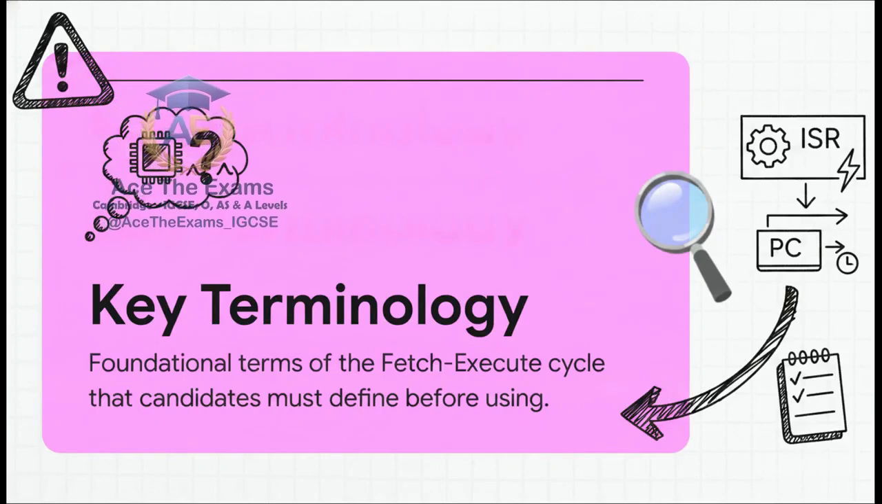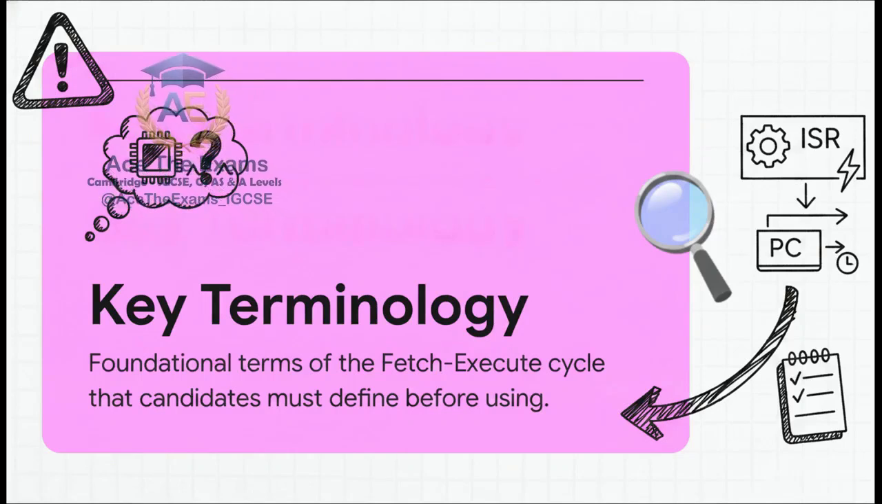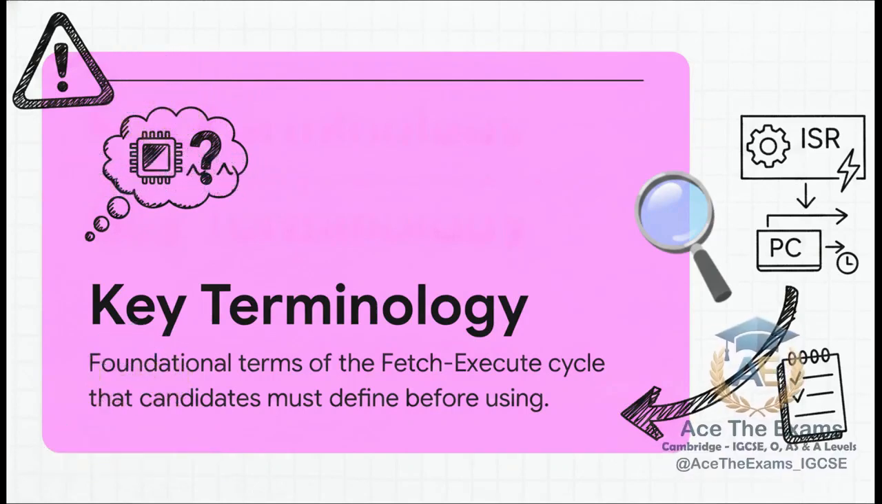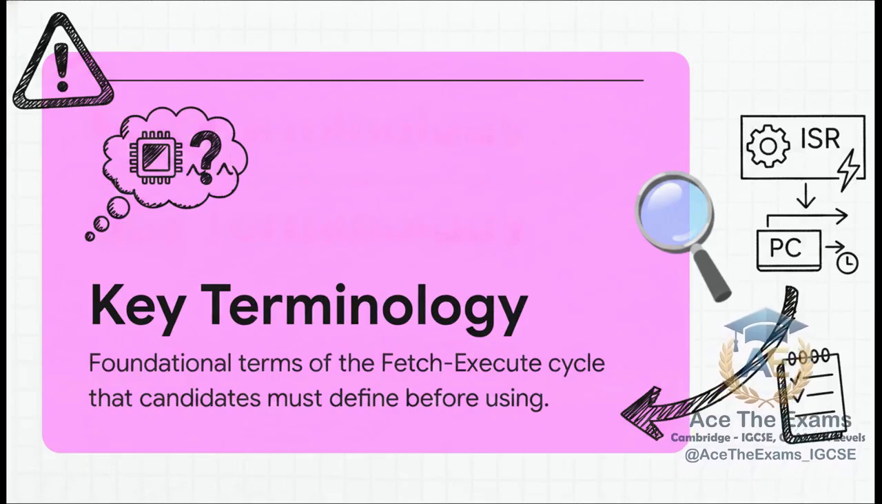Now, I want to introduce a game changer here, the PEEL framework overlay: Point, Evidence, Explanation, Link. But here is the secret. Before you can even make your point in the PEEL framework, you must define your terms. If you don't define your terms before using them in extended responses, you will lose marks. Don't just throw around terms assuming the examiner knows you understand them.